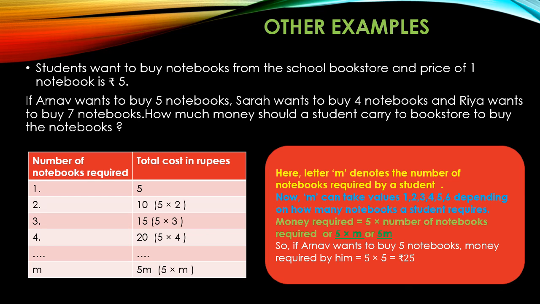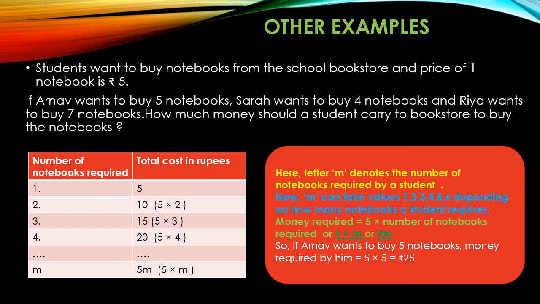So here the letter m denotes the number of notebooks required by a student, and m can take any value depending on how many notebooks a student requires. So the money required will be 5 into the number of notebooks, or 5 into m, or 5m.